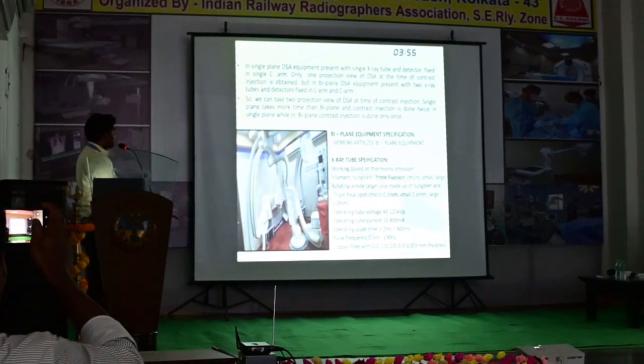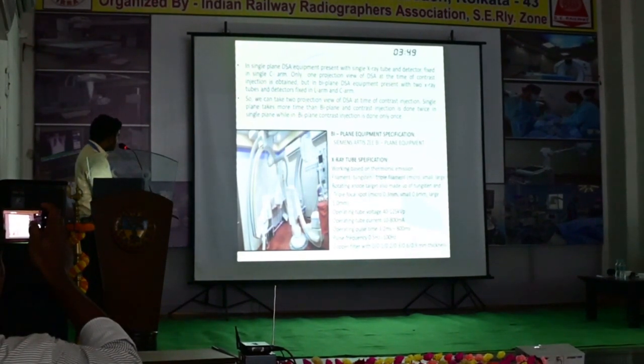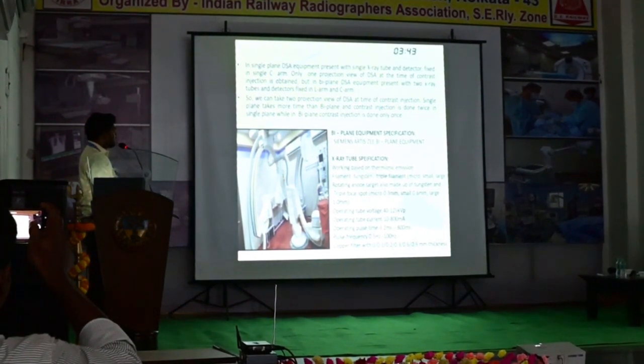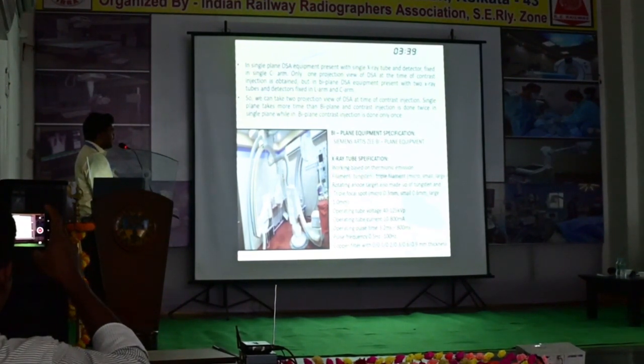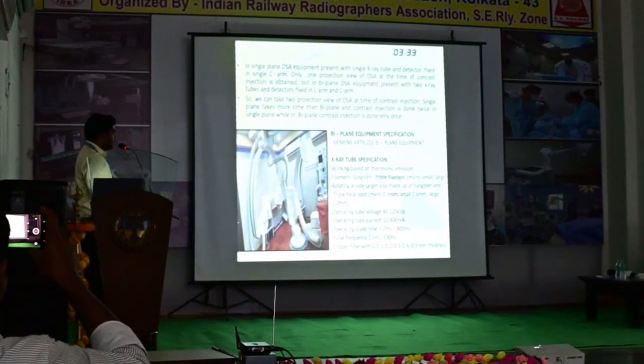Everyone knows single plane DSA has only one C arm, but biplane DSA has one C arm and one L arm. I am going to explain the recommendation based on the Siemens Artis zee biplane DSA. Its tube, everyone knows, works based on thermionic emission. It means when the filament heats, it emits electrons. Its filament is made of tungsten.